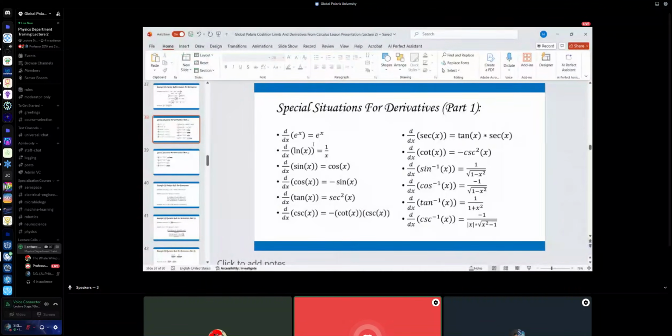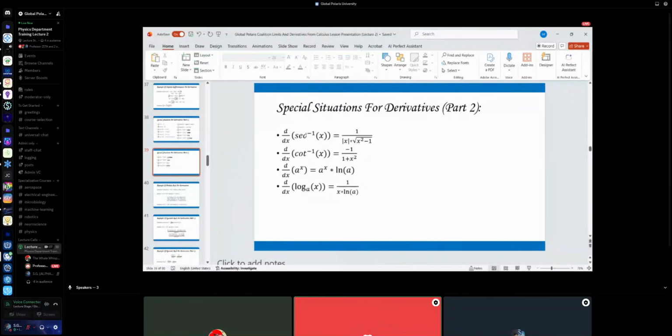Tangent, with more of the proving, there's a way to prove it, you get secant squared of x. Cosecant's derivative is negative cotangent times cosecant. Secant x derivative is tan of x times secant of x. Cotangent of x is negative cosecant squared of x. Then with the inverse trig functions, we get the following right here, and even with the derivative of a to the power x and log of some base a of x, we get this information.